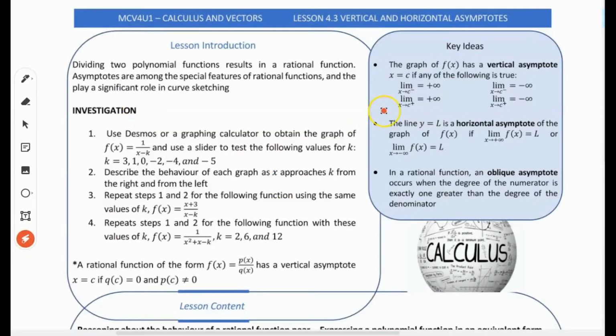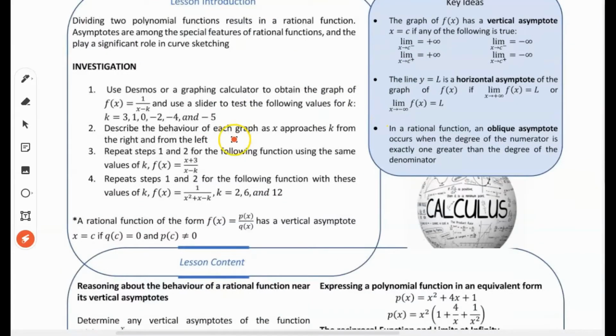So today's lesson is going to be on vertical and horizontal asymptotes. Whenever we take a polynomial and divide it by another polynomial, we have a rational function. And we're going to get asymptotes in that case. We're going to look at vertical and horizontal asymptotes, but we're also going to look at oblique asymptotes as well. So let's do a little investigation.